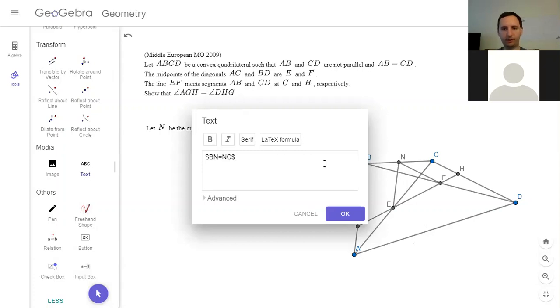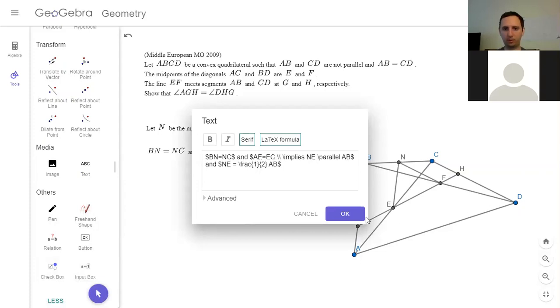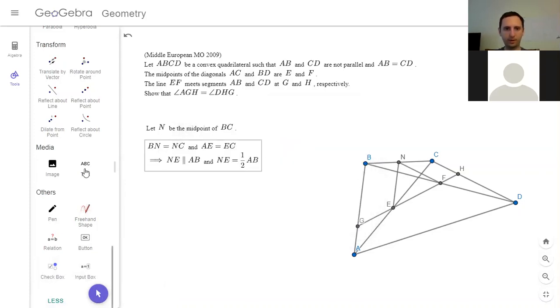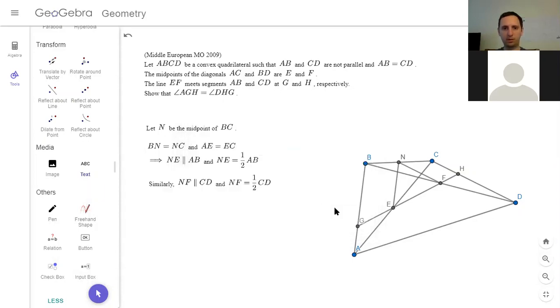So we have BN equals NC and AE equals EC. Means that NE is parallel to AB and NE is half of AB. Break that up into two lines. Oops. That's better. And then similarly, NF is parallel to CD, and NF is half of CD, which is the same as half of AB, which is ME. I'll just write it like this.